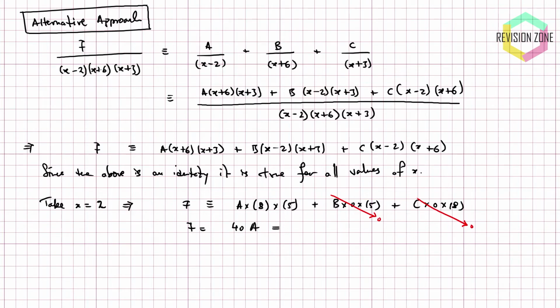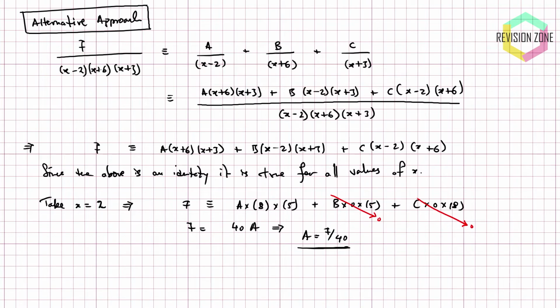So I can just write down my value for a straight away. So a is 7 over 40. And this is precisely what I said was the answer in the previous case. So now to work out the values for b and c, we again just pick strategic values of x so that the calculation becomes easy.